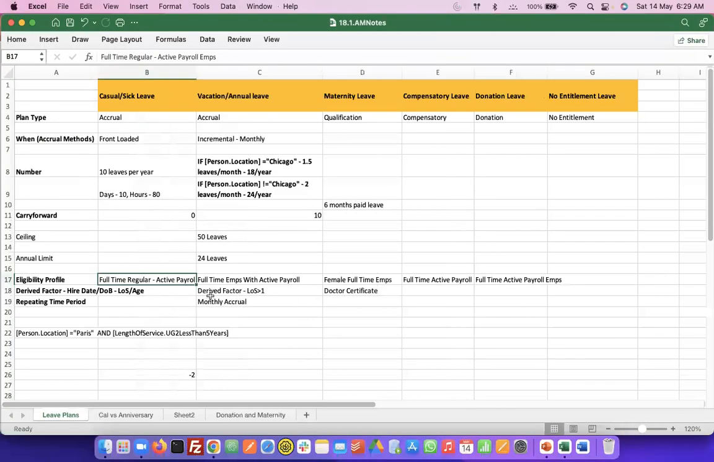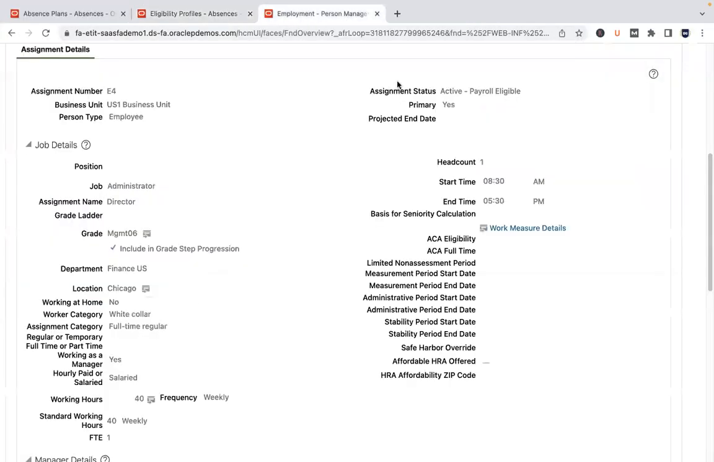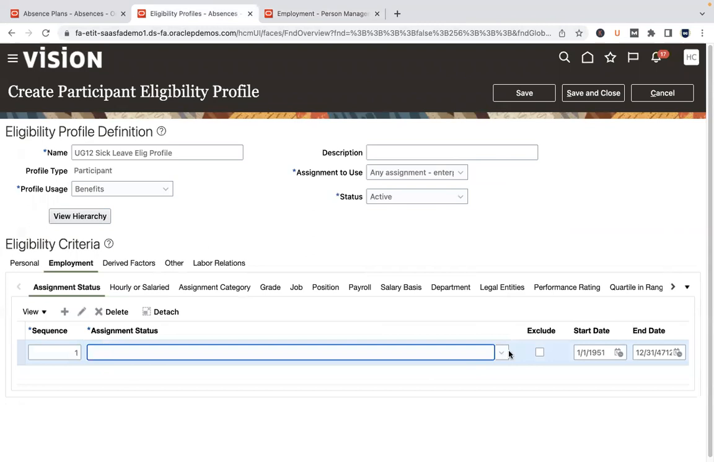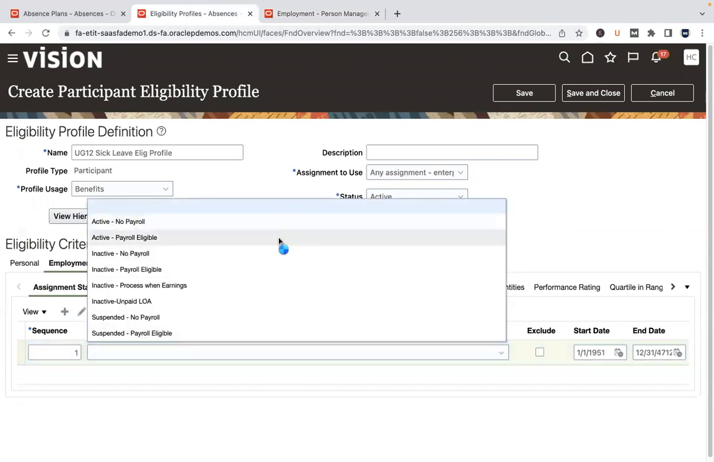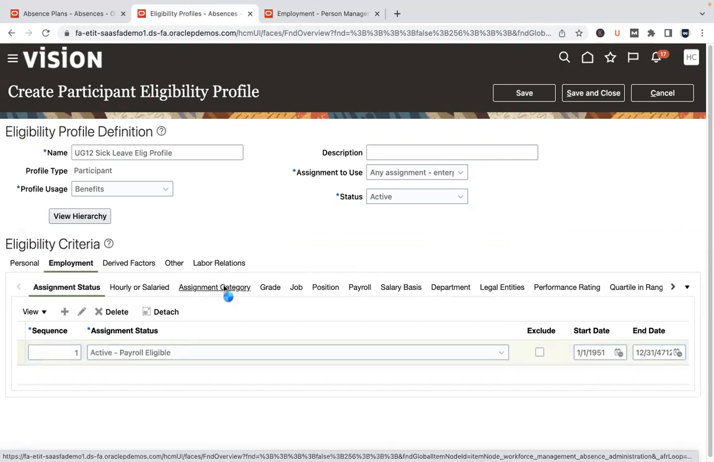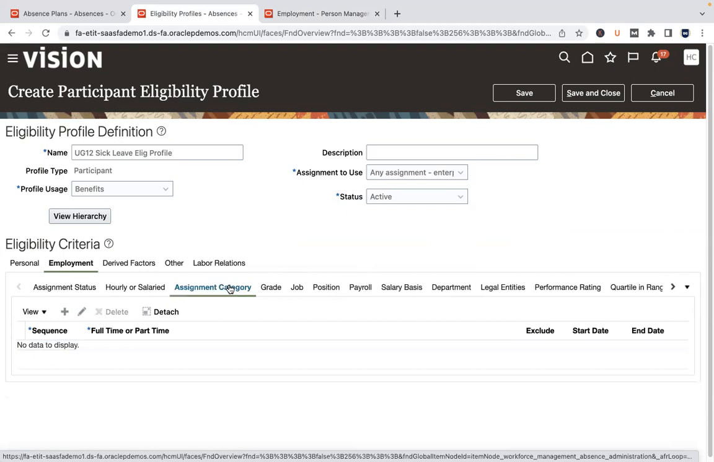And here, what is the requirement that we had? It is active payroll, assignment status, assignment category. Assignment status is active payroll eligible, assignment category is full-time regular, right? That's what was told to us. So you select assignment status, put in a criteria, and you say active payroll eligible. Then assignment category. And you also have an option to mention whether you want to include these employees or exclude them. Exclude means it's like negating the employees. Assignment category.